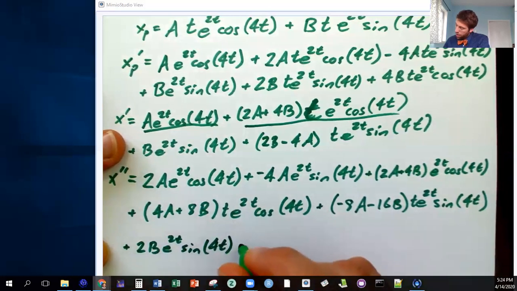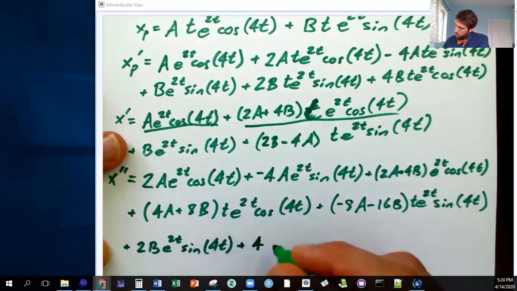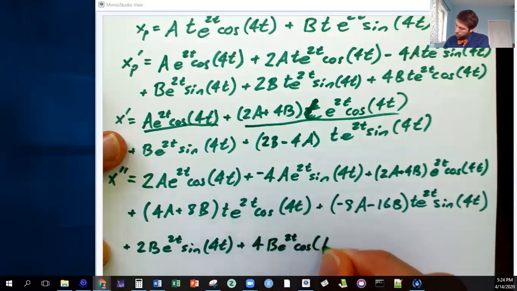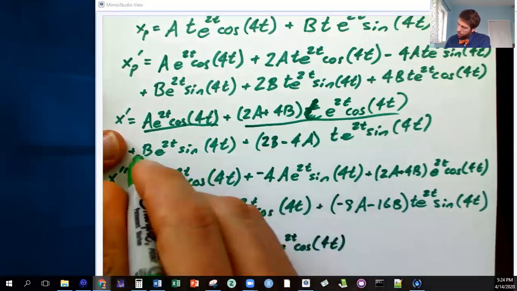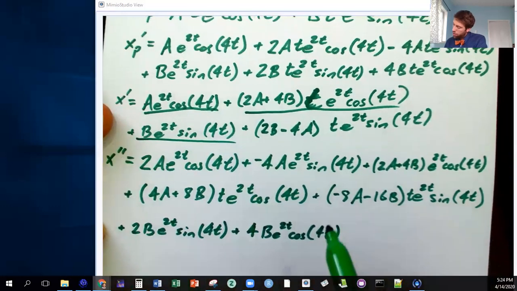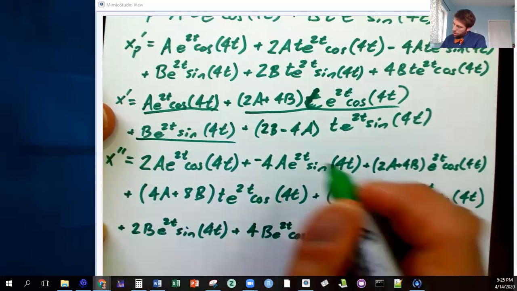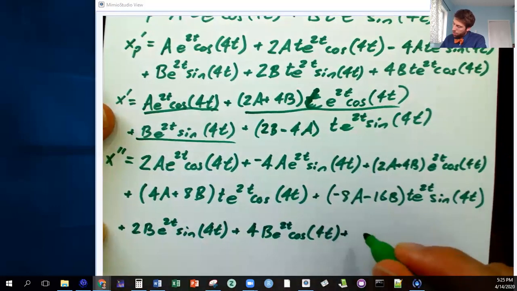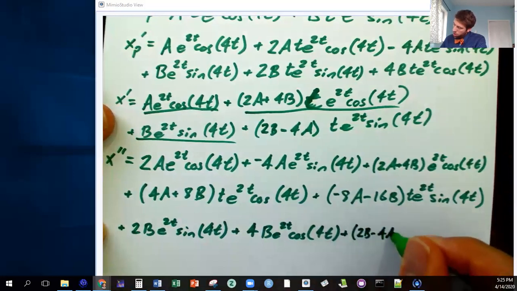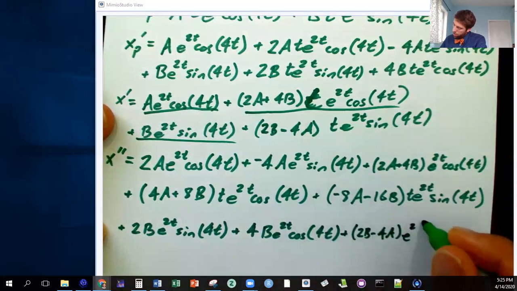Okay, and then plus 4b e to the 2t cosine 4t. So I finished that term. I don't think I left enough room last time. Well, let's try it. Plus, take out the t, we'll take the derivative of t. So 2b minus 4a times e to the 2t sine of 4t.